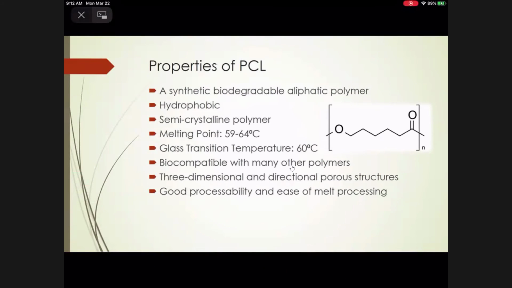It is a biodegradable aliphatic polymer. It is a hydrophobic semi-crystalline polymer with a melting point in the range of 59 to 64 degrees Celsius and a glass transition temperature of minus 60 degrees Celsius. PCL is biocompatible with many other polymers. It has three-dimensional and directional porous structures and good processability and ease of melt processing. We will see that due to these characteristics and properties, PCL is a very desirable polymer in many industries.